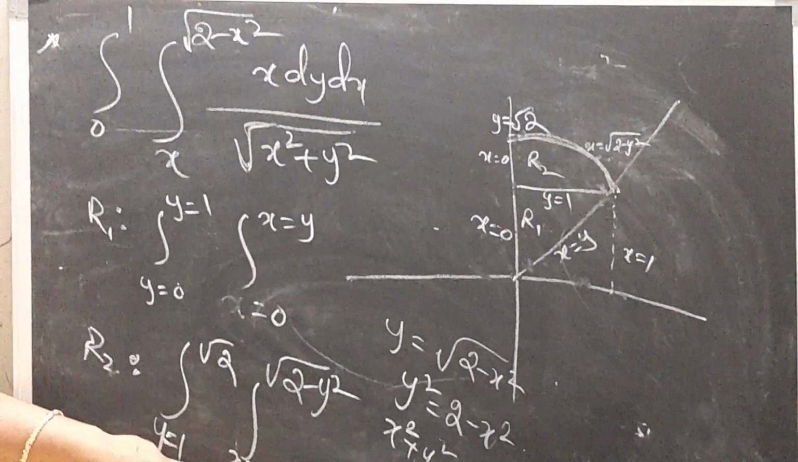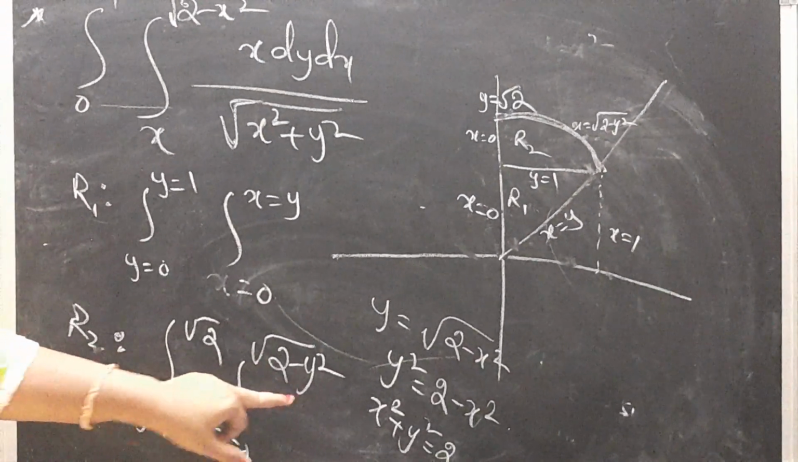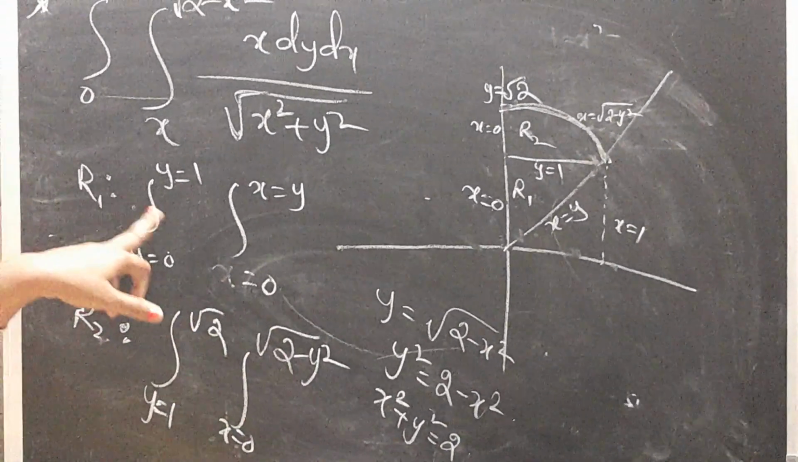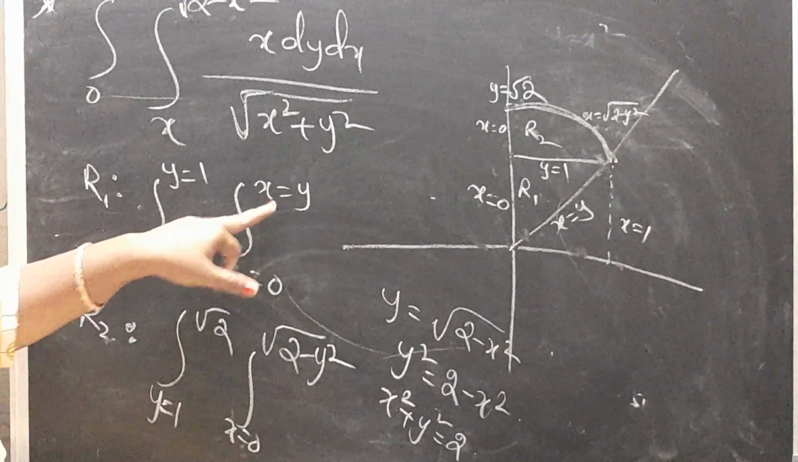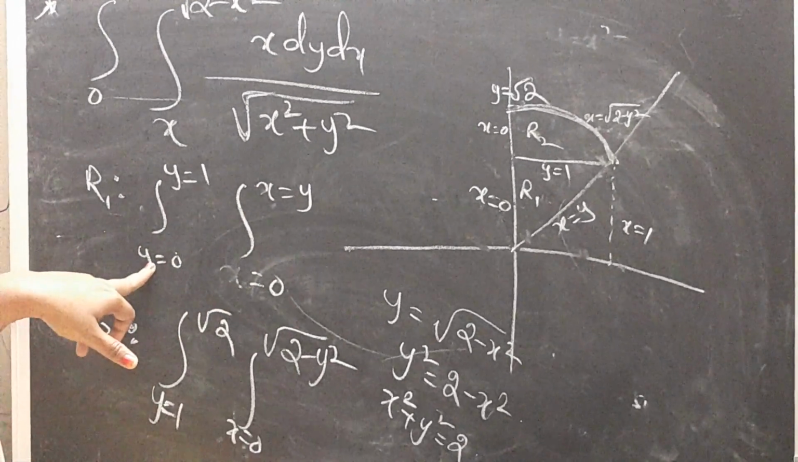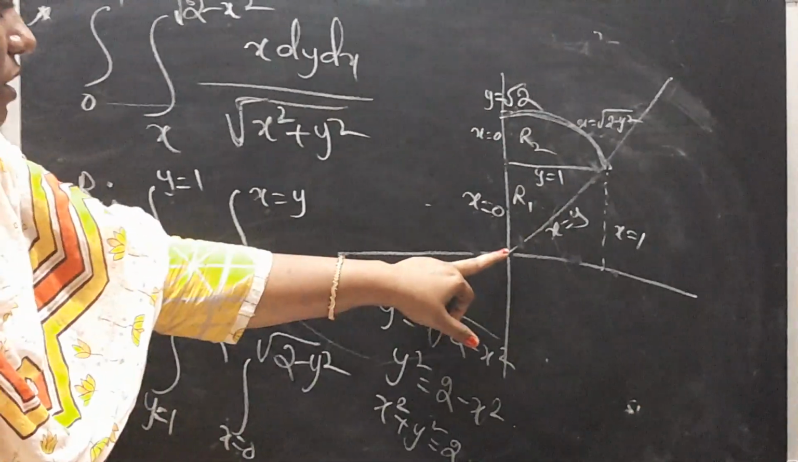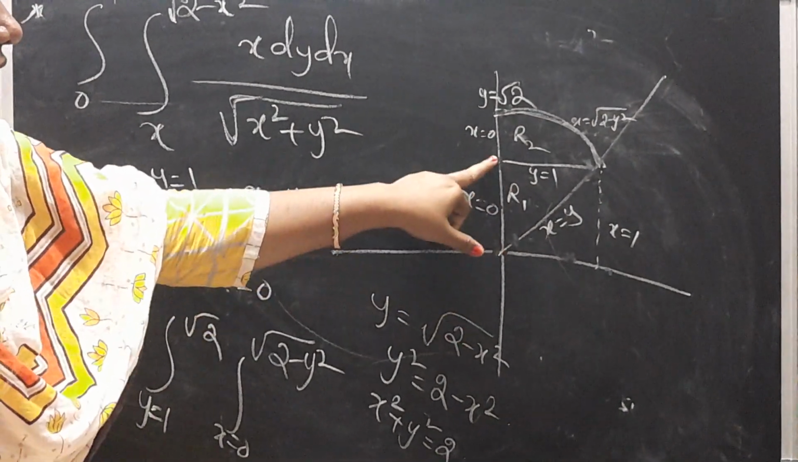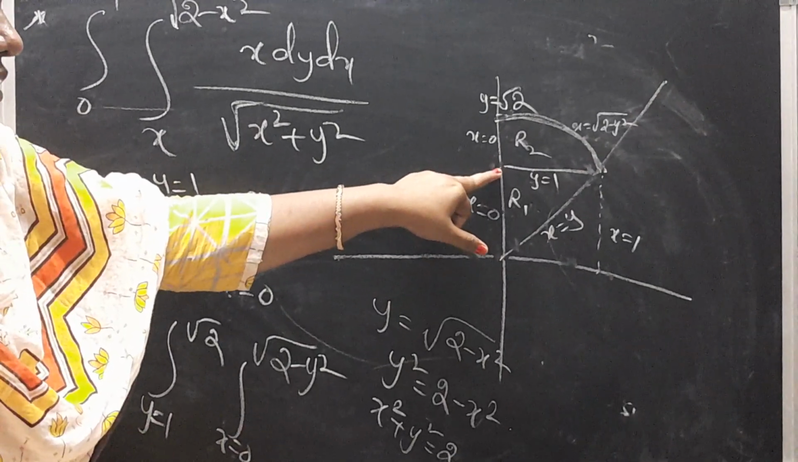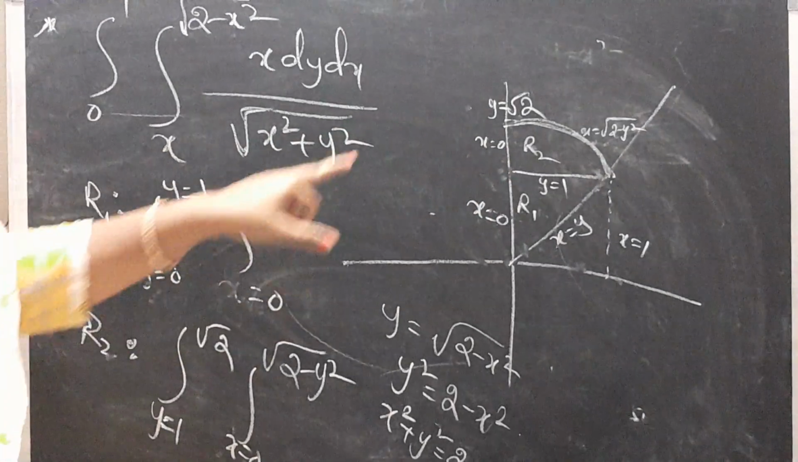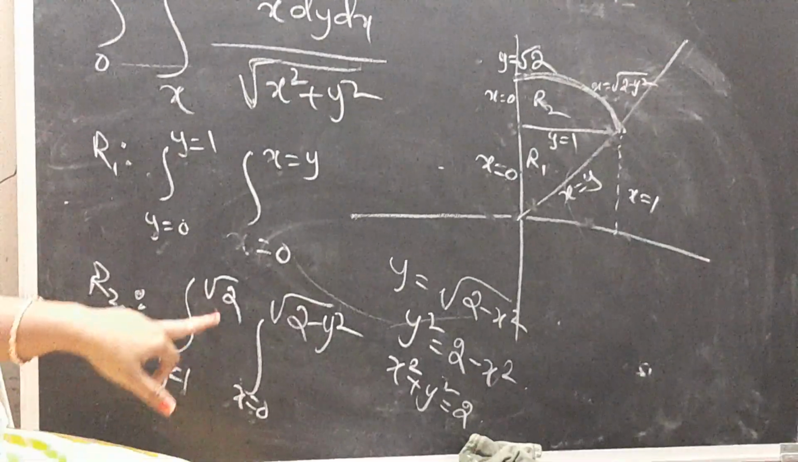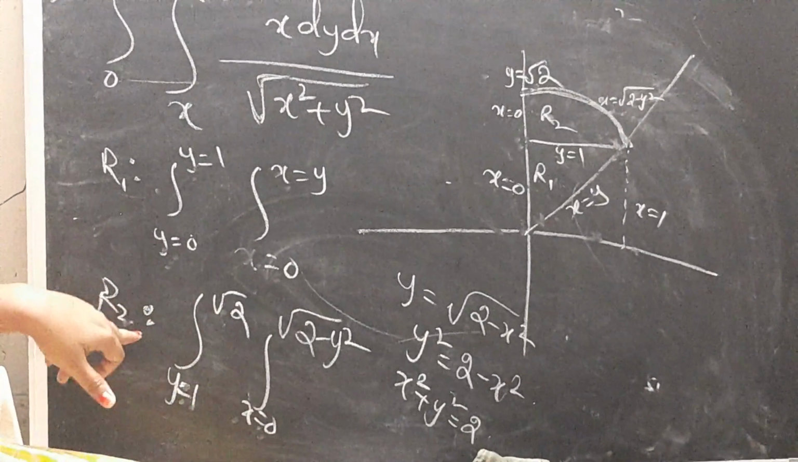This is R2. Here in R2, x equal to 0 to under root of 2 minus y square. This is a function of y. In R1 also, x is a function of y. In the first region, what are the constants? That is the outer limit. Outer limit constants are y equal to 0 initially, next y equal to 1. Next y equal to 1 to y equal to under root of 2. That is 1 to root 2. This is the R2 region.